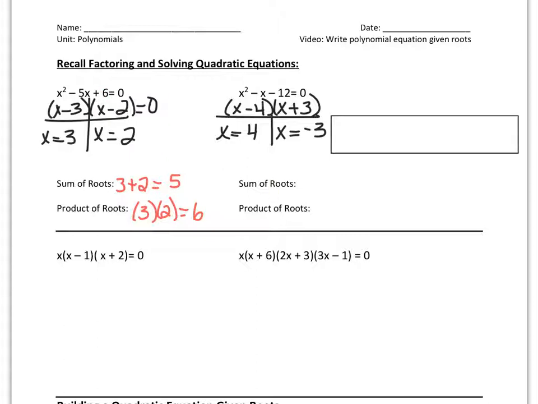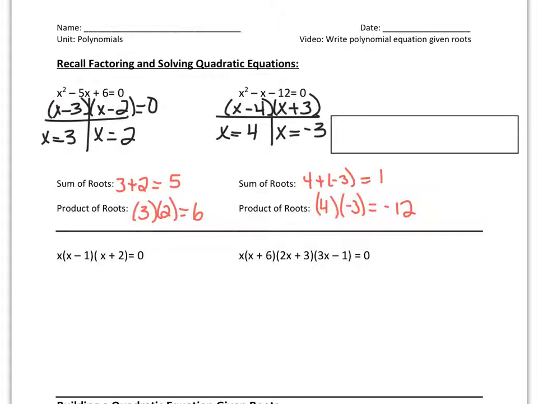Let's see if that's the same rule for the second. So if we find the sum of the roots, 4 and negative 3, we get 1. And when we take the product, we get 4 times negative 3, which is negative 12. So it looks like the product is the same as the last, but the sum of the roots gives us the negation of the middle term. So this will come in handy when I have roots and I want to find the equation.